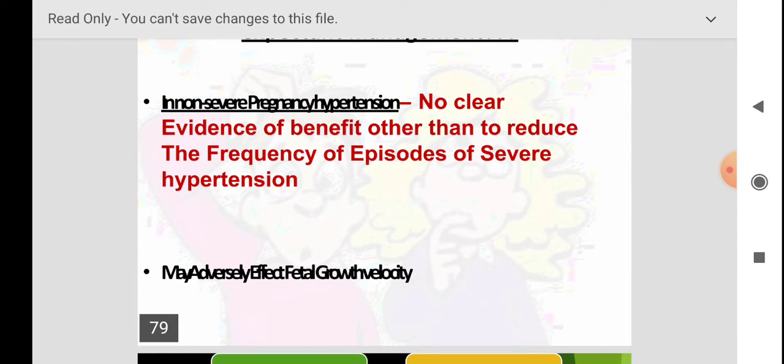There are two types of preeclampsia as told earlier, severe and non-severe. So, in non-severe variety, that is in mild rise in BP, where it is 140/90 and less than 160/110, there is no clear evidence of benefit other than to reduce the frequency of episodes of severe hypertension. That means here you are going to intervene by giving antihypertensives only to reduce the frequency of the disease progressing to the severe variety.